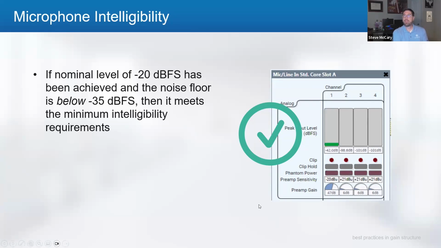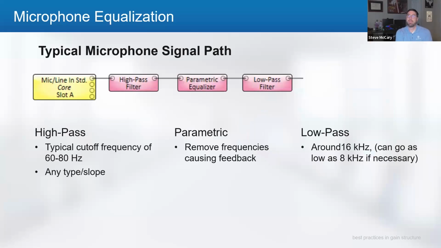Okay, so we've gotten our microphone. When we talk in it, we get negative 20 dBFS. When we stop talking, it drops below negative 35. Now we have our 15 dB of signal to noise ratio, and we have now met our AVIXA standards for speech intelligibility. So let's talk a little bit about a microphone signal path.